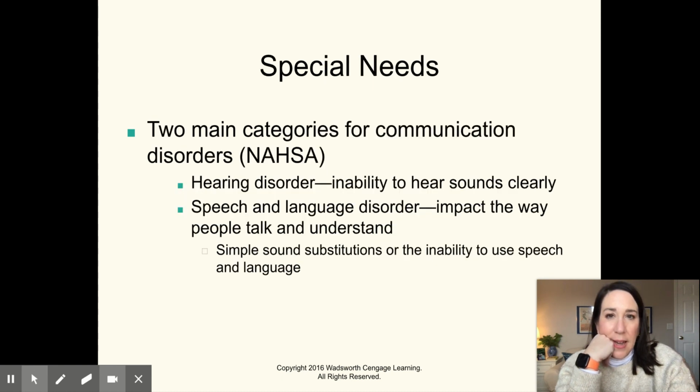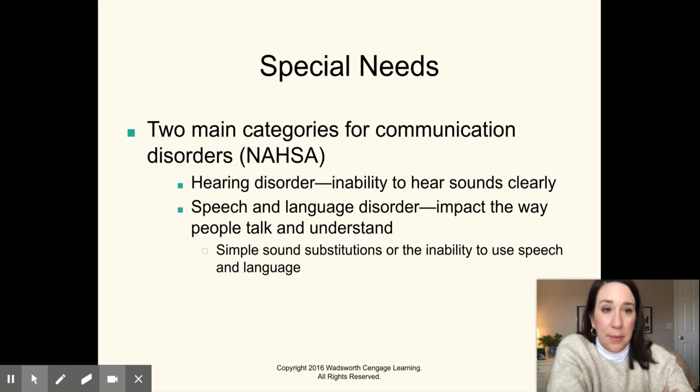Okay. Special needs, 2 main categories for communication disorders. Once again, we don't say special needs children, we say children with special needs. Person first language: the person is a child first, their specific issue is second, right? So a child with a hearing disorder, not a deaf child, or a child with a speech and language disorder, not a stuttering child or whatever.